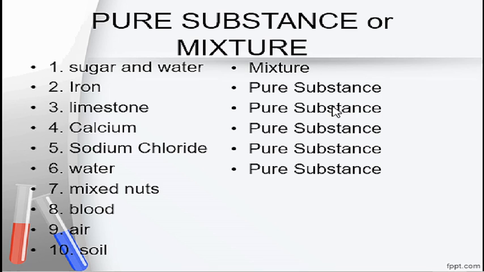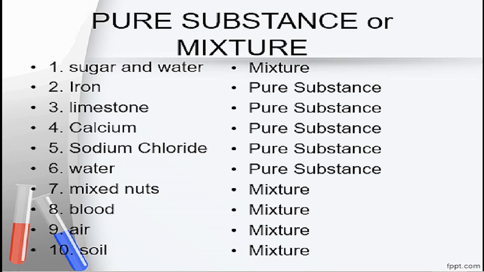Mixed nuts is an example of a mixture. Blood is a mixture. Air is also a mixture. And soil is also a mixture. So last time we focused on pure substances. But for this time, we will be dealing with mixture.